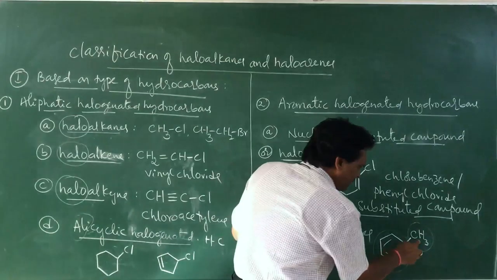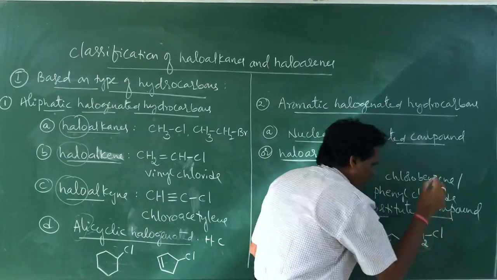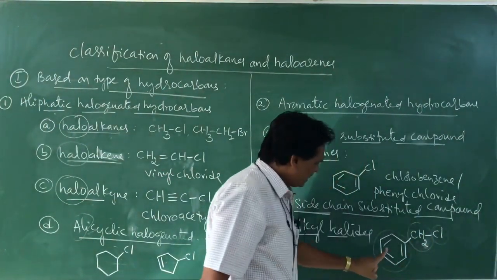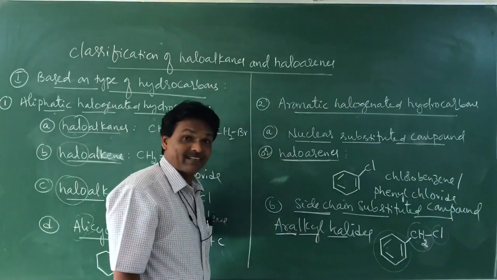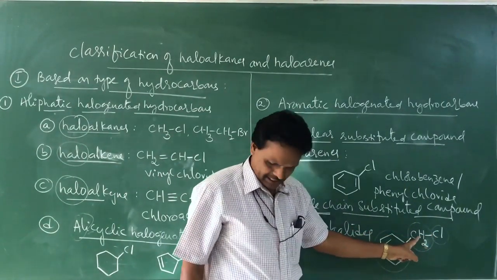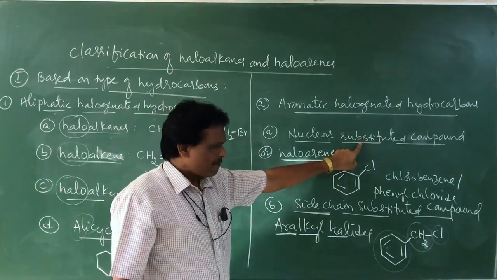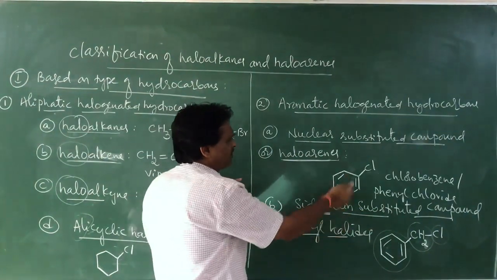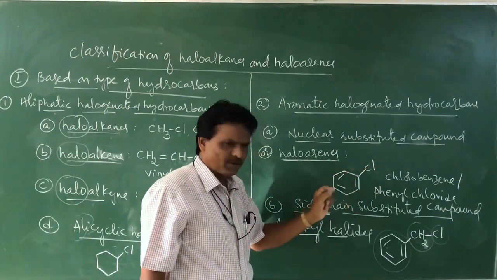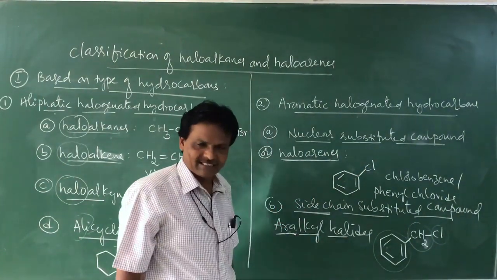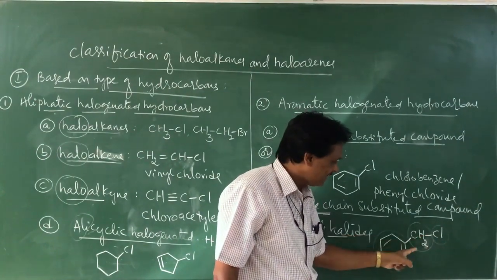Aryl halide: in the group, one hydrogen atom of this group is replaced by one halogen. This is a halide. These are also the aromatic halogen compounds in which the halogen atom is present in the side chain. So what is the difference between these two compounds? Nuclear substituted compounds and side chain substituted compounds. Both are aromatic halogenated hydrocarbons. In haloarenes, the halogen atom is directly bonded with the benzene ring. But in aryl halides, the halogen atom is present in the side chain. It is not directly linked with the benzene ring.